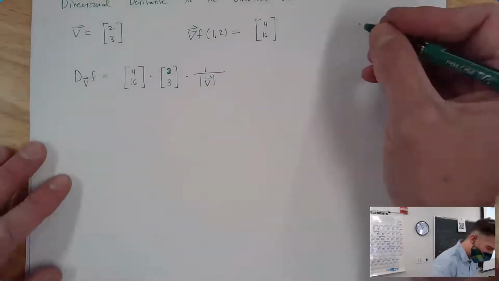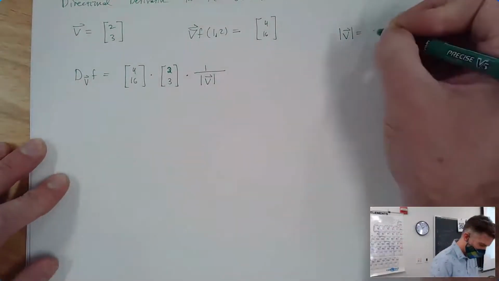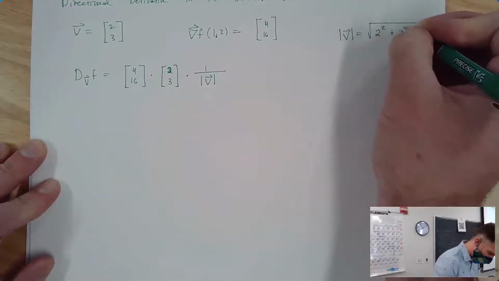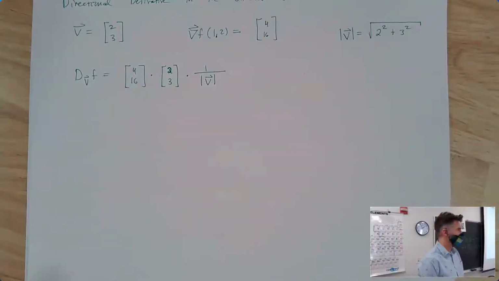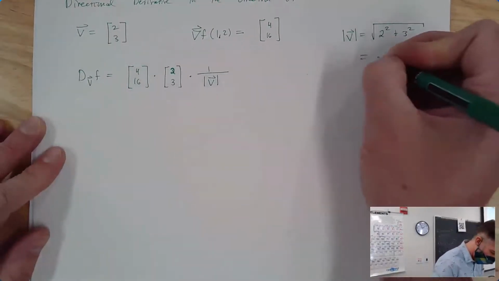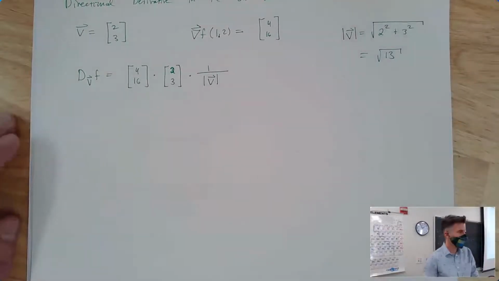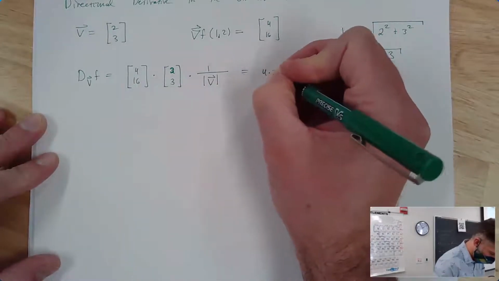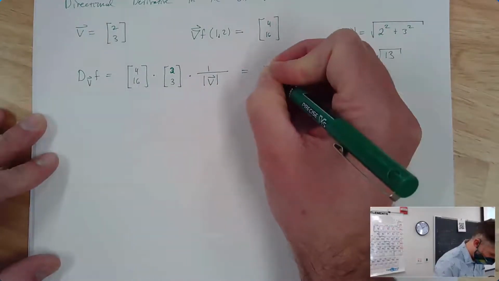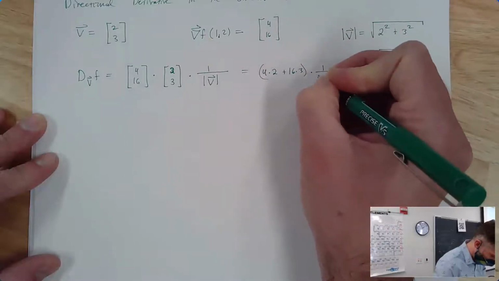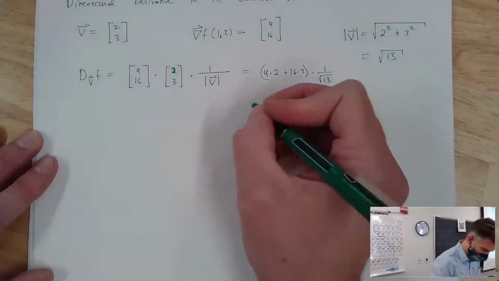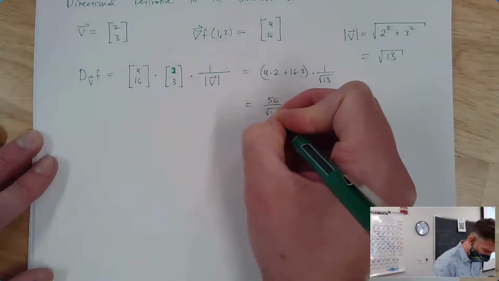So what's the magnitude of v? It's the square root of how much? The magnitude of the vector is just the square root of the sum of the squares of its components. So in this case, it's the square root of 2 squared plus 3 squared, which is the square root of 13. So for this particular problem, we're going to get the dot product, which is 4 times 2 plus 16 times 3, times 1 over the square root of 13, which is going to simplify a little bit. 48 plus 8 is 56, so we get 56 over root 13.